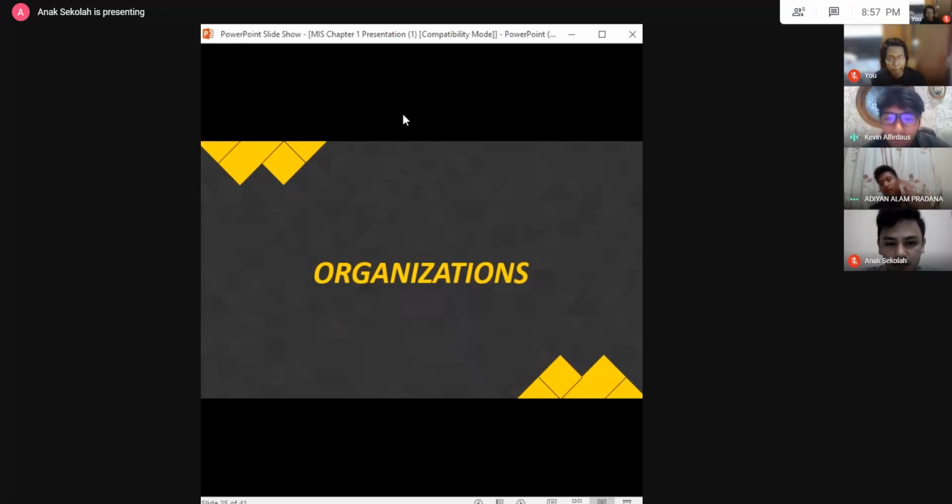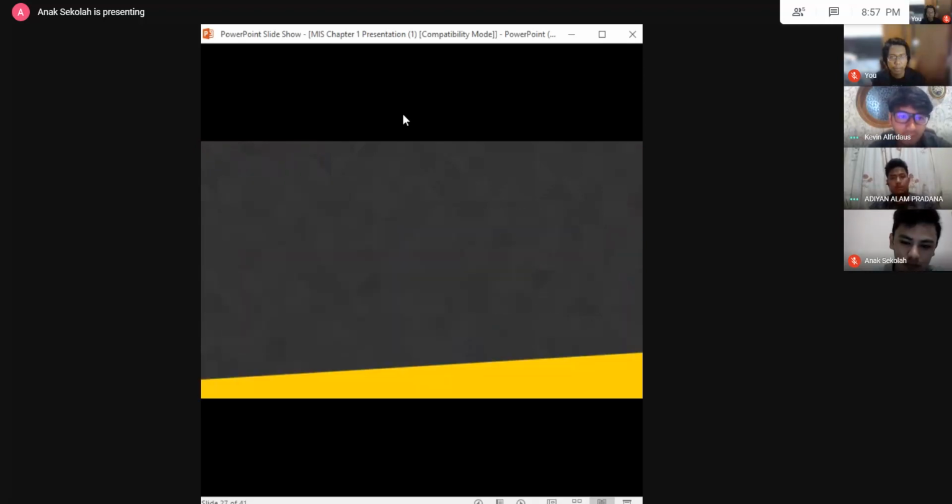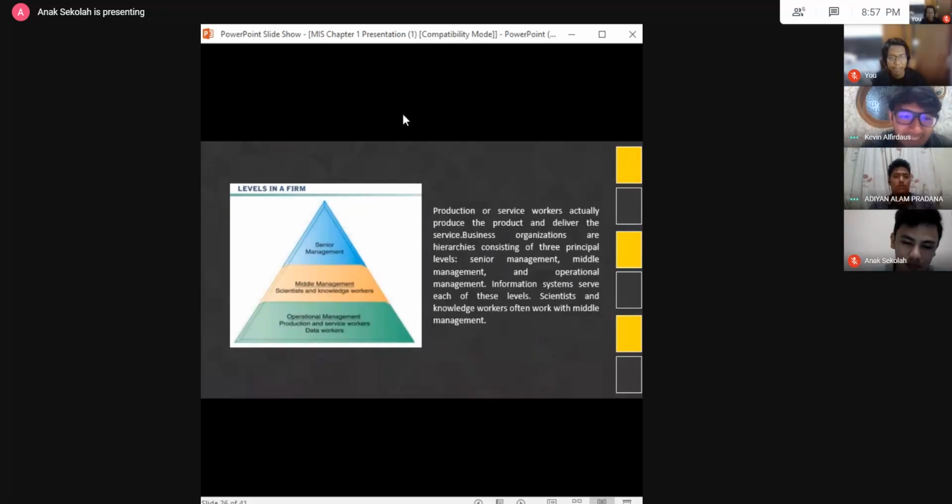The key elements of an organization are its people, structure, business processes, politics, and culture. Production or service workers actually produce the product and deliver the service. Business organizations are hierarchies consisting of three principal levels: senior management, middle management, and operational management. Information systems serve each of these levels.